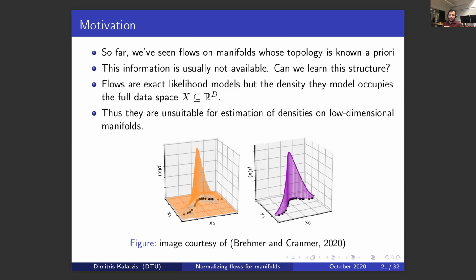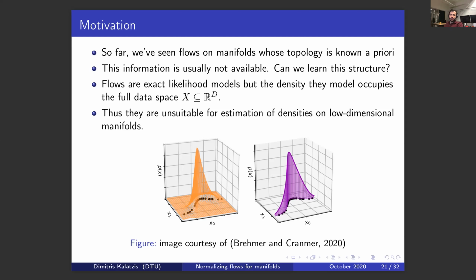So as an example of this, we have the image that is shown, where on the left panel we have a usual Euclidean flow that is used to estimate the density of points on a curve that is a 1D manifold embedded in 2D space. And as you can see, the model assigns density off the manifold. Ideally, we would like to have a model that only assigns density on points on the curve, as is shown in the right panel.